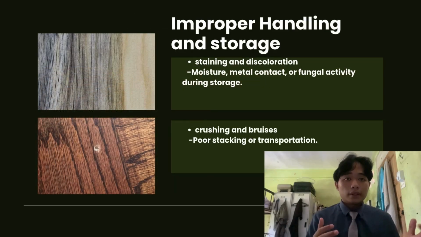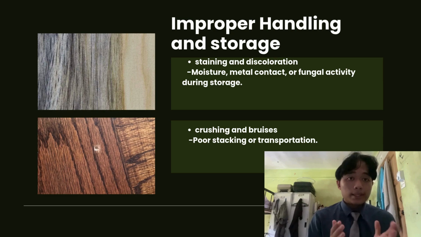And then we have defects from storage or handling, which are stains and marks. This is caused when the wood touches metal, water, or gets moldy while in storage. The problem it can cause is that it affects how the wood looks.